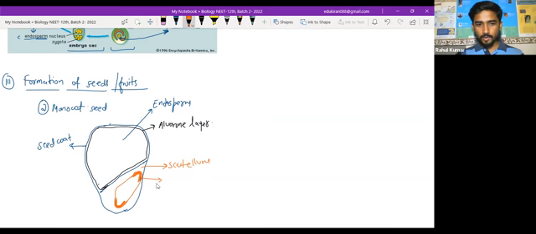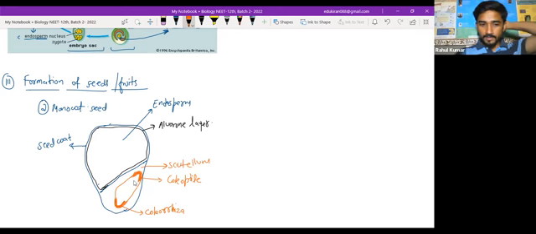First topmost part that touches the embryo in a monocot is actually called coleoptile. The bottommost region is called coleorhiza. I think it's double R. Please check the spelling once. I think it is double R. Double R H I Z A.